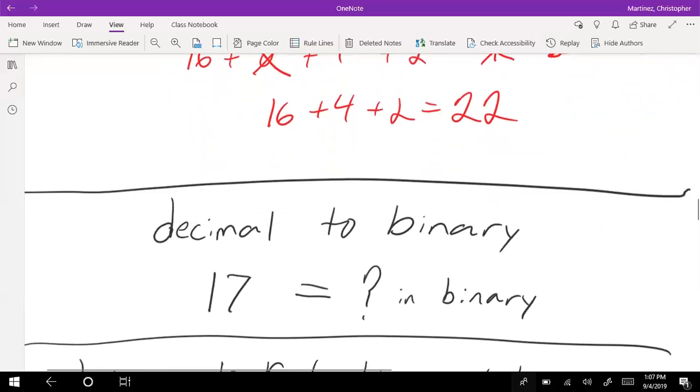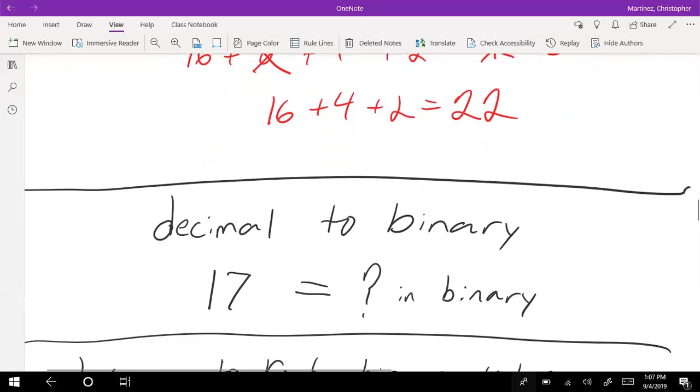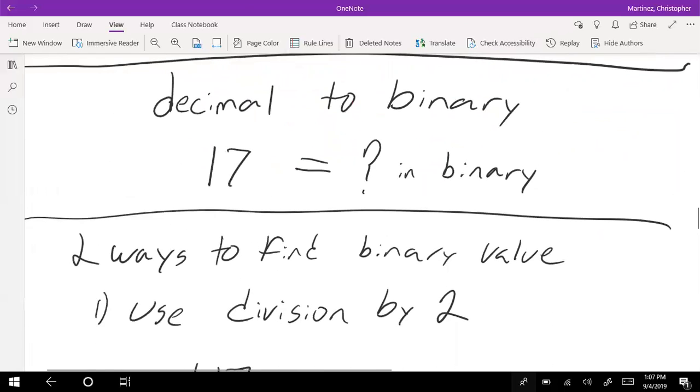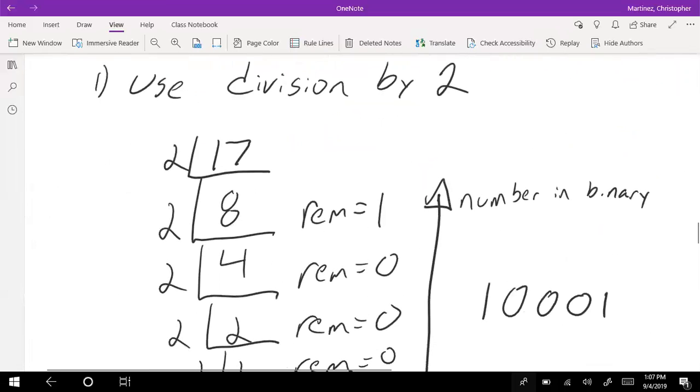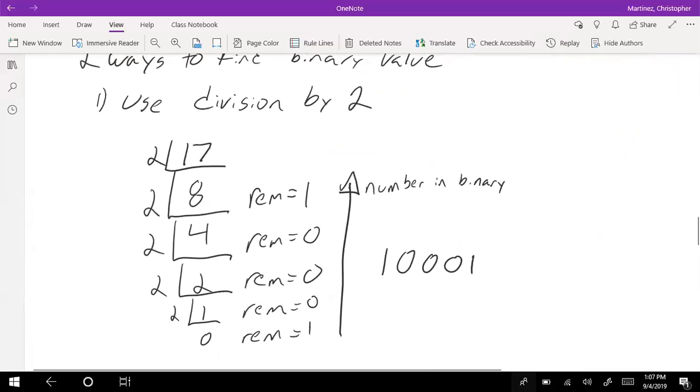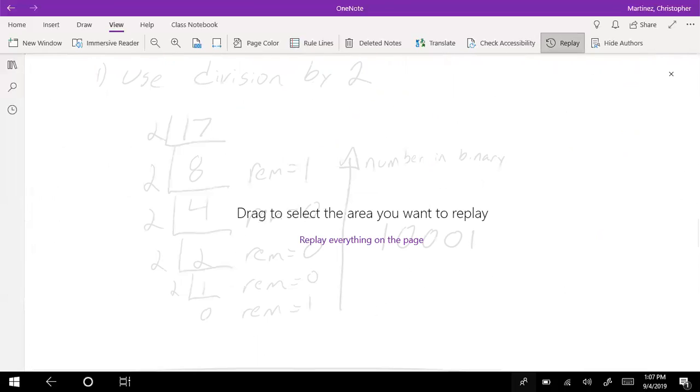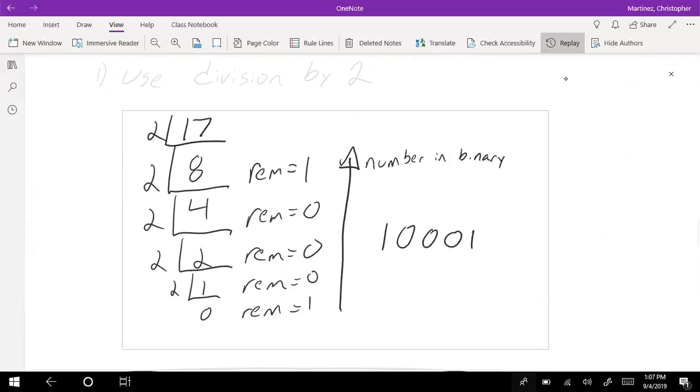So we can go from a binary number and figure out what the decimal value would be. Well, let's go in the opposite direction. Let's say I have a decimal number 17, and I want to know what is that 17 in binary. All right, there's two ways we can find this binary value. First method, we're going to use division by 2. Let's zoom out a little bit here, and let's see what we're going to do.